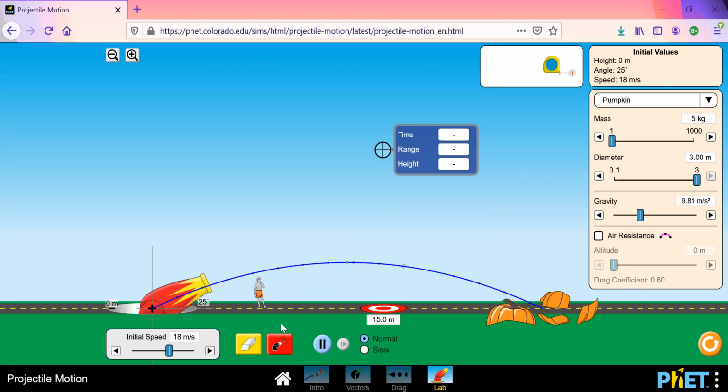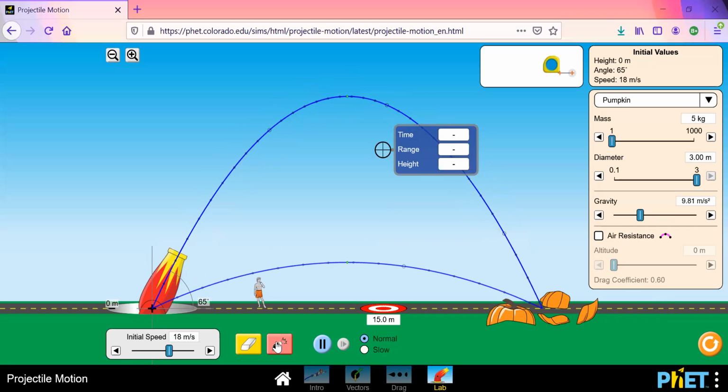Okay, splat. Now notice something if I do the complementary angle. I'm gonna do that at 65, and you should do the same thing. What do you notice about the horizontal distance for 25 degrees and 65 degrees, the complementary angles? They had the same displacement. Yeah, the same horizontal displacement.